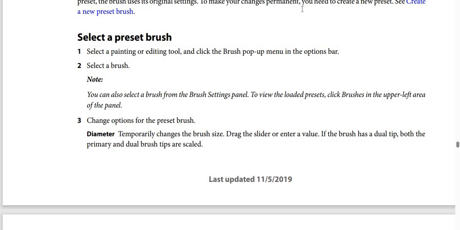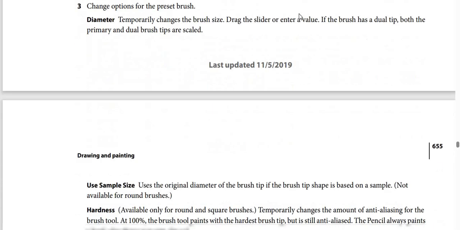Step number 3, change options for the preset brush. We have options here. Diameter means that it temporarily changes the brush size; drag the slider or enter a value. And if the brush has a dual tip, both the primary and dual brush tips are scaled.